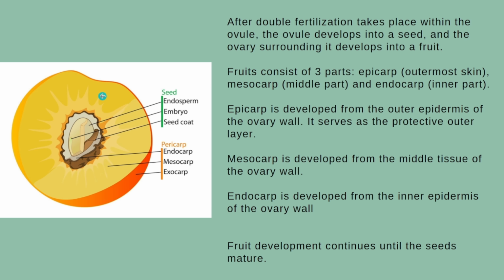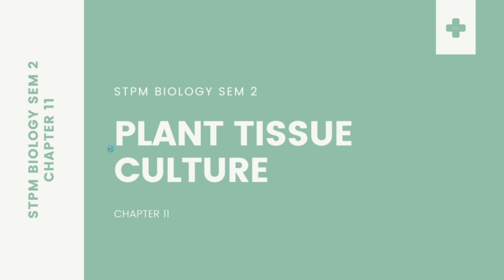So normally fruits consist of three parts: exocarp, mesocarp, and endocarp. Exocarp is the outer one, mesocarp the middle part, and the endocarp is the inner part. So normally the exocarp is developed from the outer epidermis of the ovary wall to protect the fruit. Mesocarp is the middle tissue of the ovary wall, and the endocarp is the inner epidermis of the ovary wall. And fruit development continues until the seeds mature.